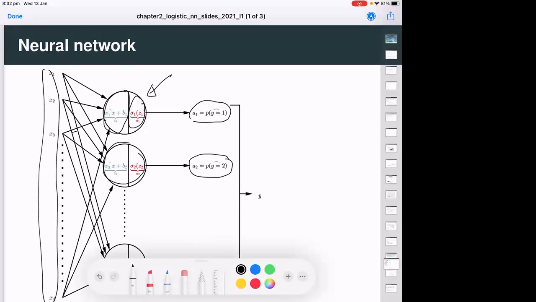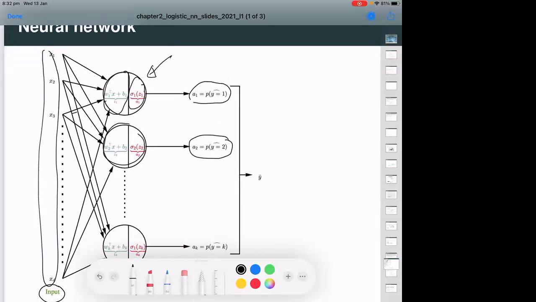To decide which class it is, you take the maximum of the probability. So K hat is the arg max of a_k, with k going from 1 to K. Make sense?